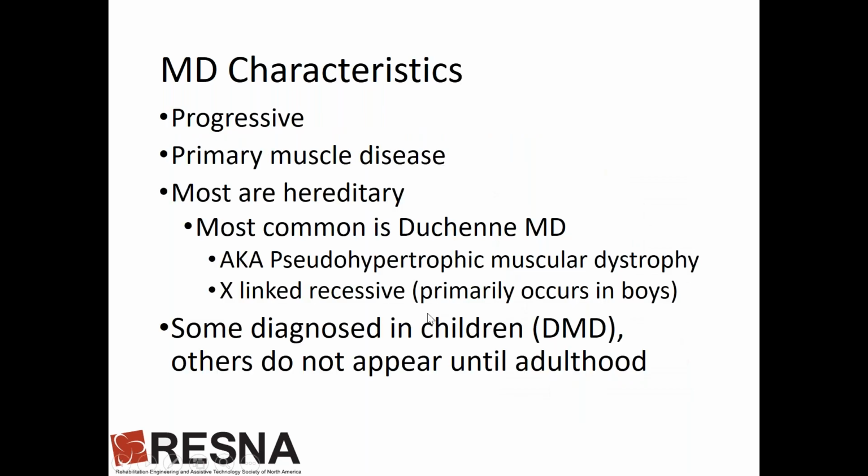So the characteristics that we see, again, it's progressive. It's a muscle disease. It is hereditary. The most common is Duchenne's muscular dystrophy. Duchenne's is pseudohypertrophic muscular dystrophy. It's also an X-linked recessive gene, and that's why it primarily occurs in boys. Some are diagnosed in children, others don't appear till adulthood.